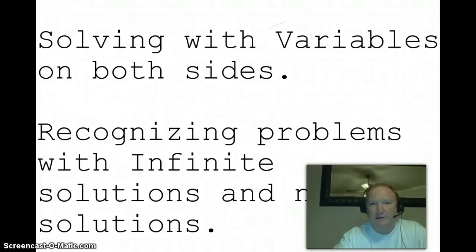Good evening, everybody, and tonight we're going to be taking a look at solving variables on both sides. What's the best strategy for dealing with that when we have a variable on both sides of our equal sign? The other thing is we're going to start recognizing problems with either infinite solutions or no solutions. They're actually pretty easy, but the first couple of times you run across them, you may think you've actually made a mistake with your math.